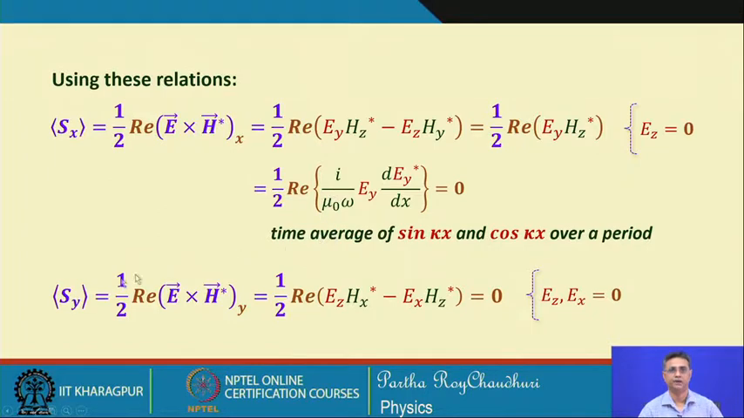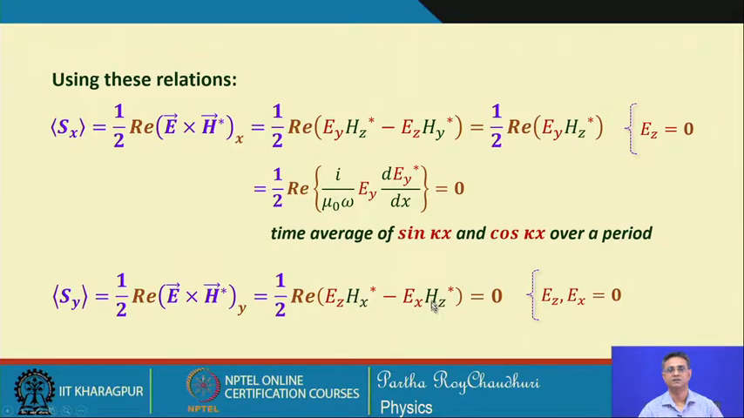Now, if we calculate the y component of the Poynting vector, then in the same way we can represent that as half of real part of E cross H star, y component of that. This will lead to half of real part of E z H x minus E x H z star, and that is equal to 0 because E z and E x both are 0.